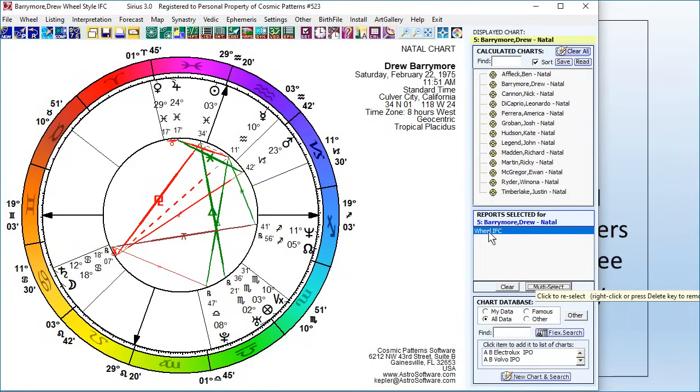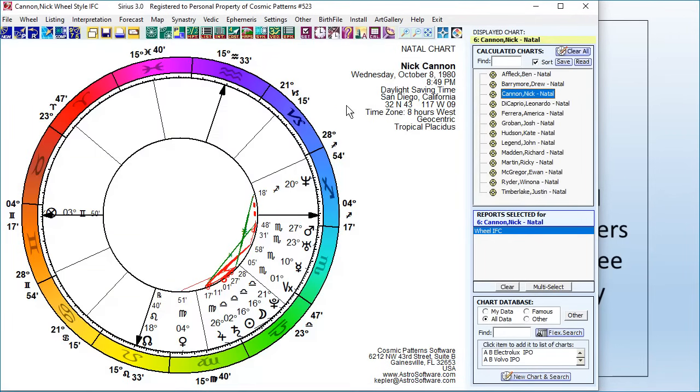So I changed the wheel style. I removed the other wheel style by right-clicking on it, and then I use this multi-select to select it for other wheels. We'll get better with the software in future lessons, but that just gives you an idea of how quickly you can update things. Let's look at Nick Cannon.